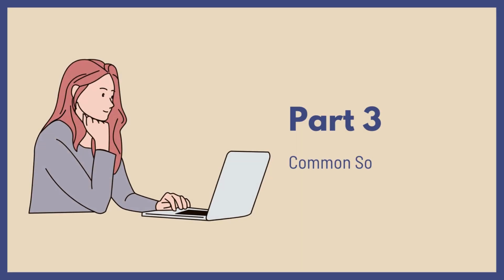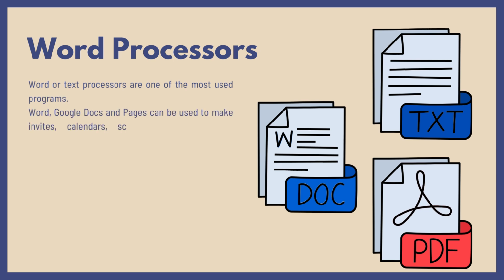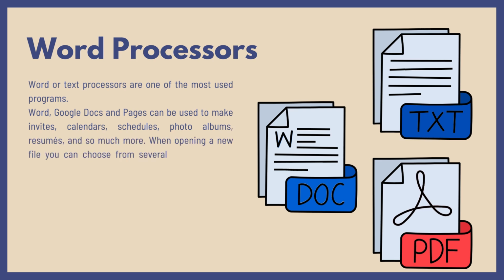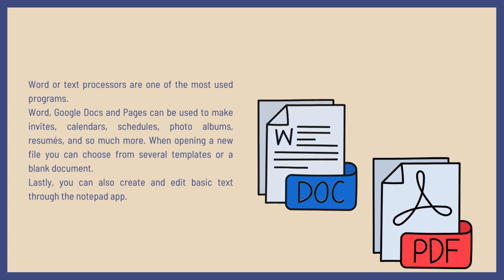Part 3. Common software. Word processors. Word or text processors are one of the most used programs. Word, Google Docs, and Pages can be used to make invites, calendars, schedules, photo albums, resumes, and so much more. When opening a new file, you can choose from several templates or a blank document. Lastly, you can also create and edit basic text through the Notepad app.